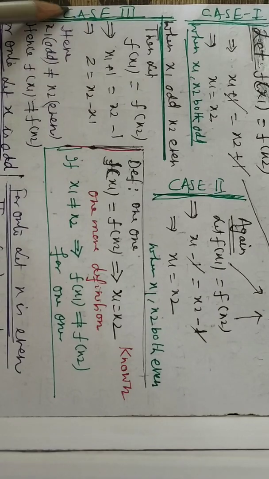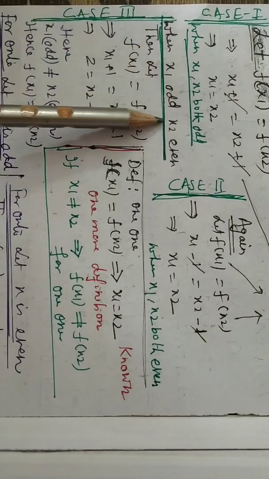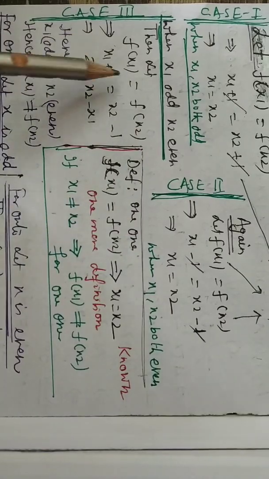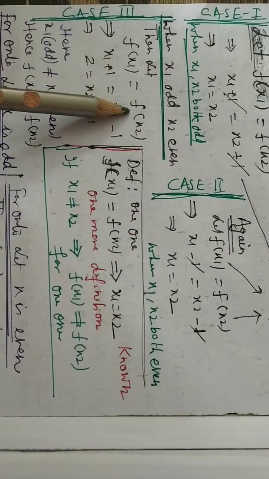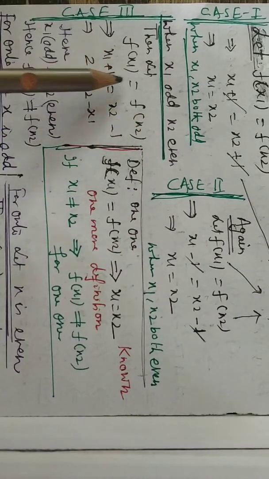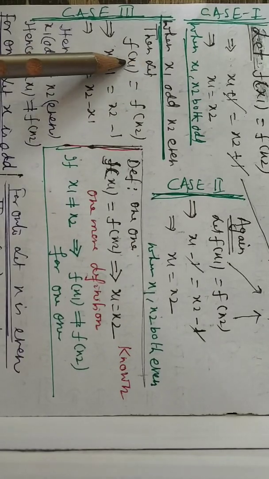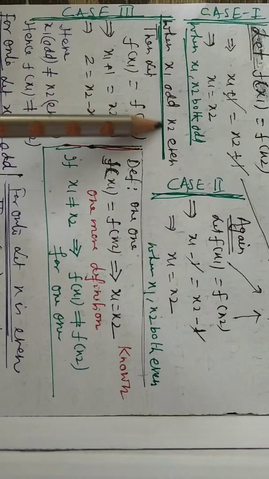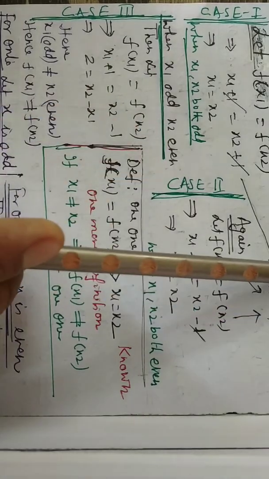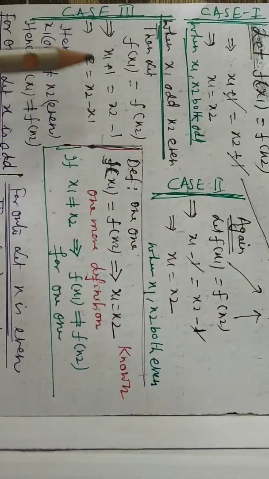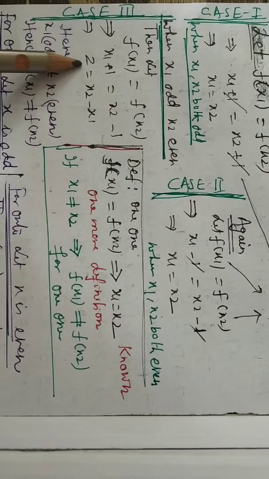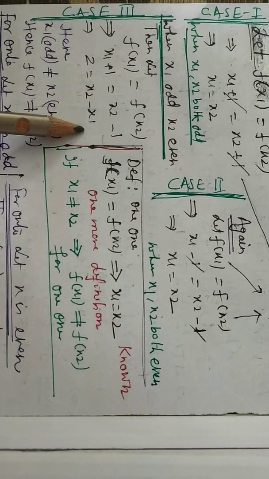Here there is one more case, when x1 is odd and x2 is even. So in this case, let f(x1) be equal to f(x2). Then x1 is odd, so f(x1) will be x1 plus 1, and x2 is even, so f(x2) will be x2 minus 1. So we are not getting x1 equal to x2, we are getting 2 is equal to x2 minus x1.